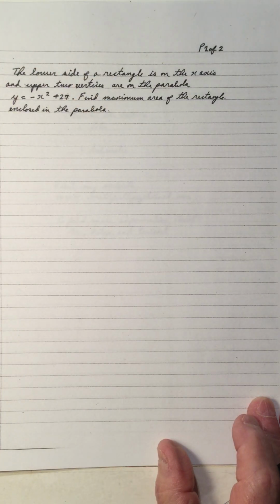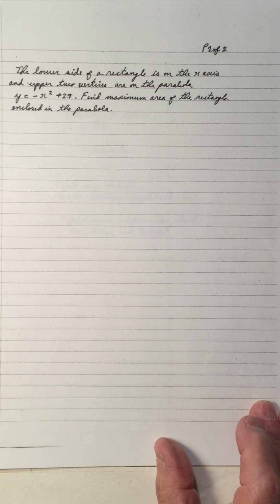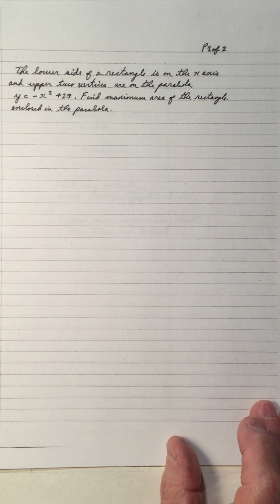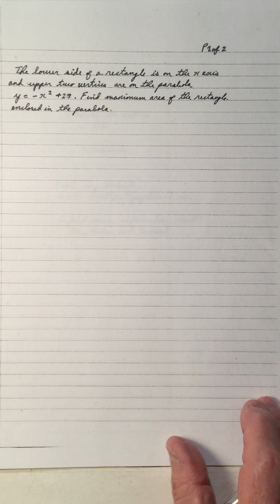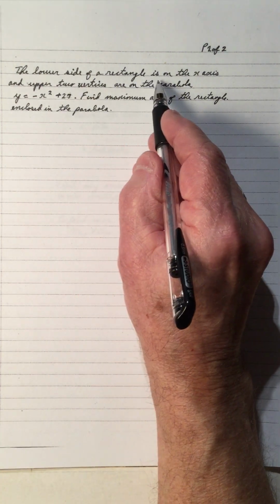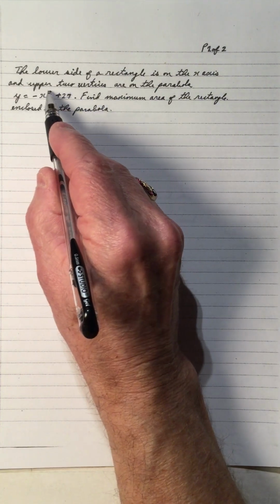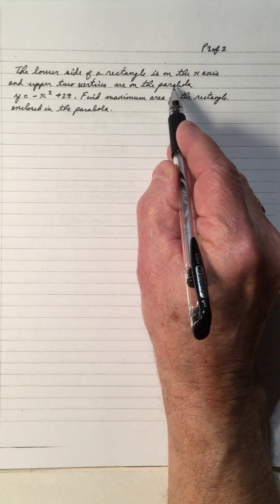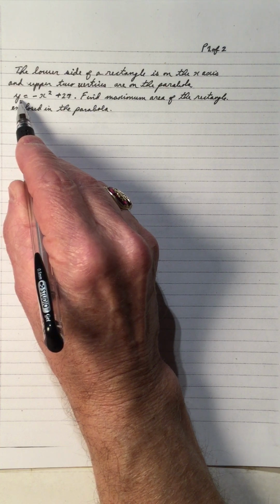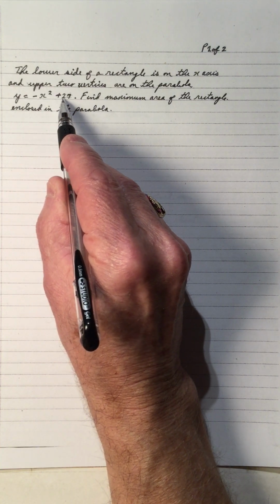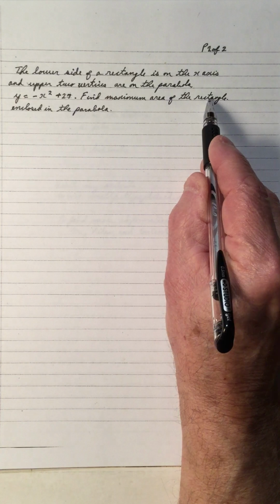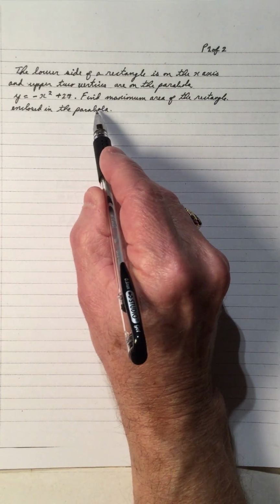Now let's do a maximum word problem, and I say level 2 because these are a little bit more difficult and you need some calculus to handle these. The lower side of a rectangle is on the x-axis and the upper two vertices are on the parabola, and the parabola is y equals negative x squared plus 27. Find the maximum area of the rectangle enclosed in the parabola.